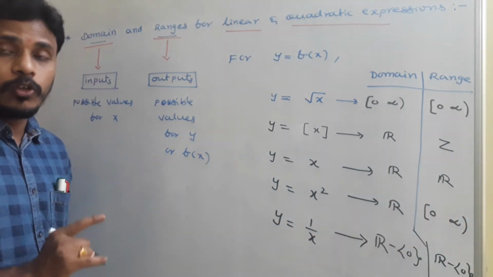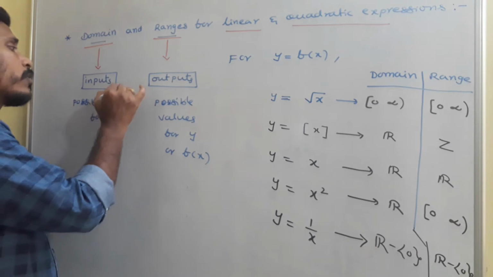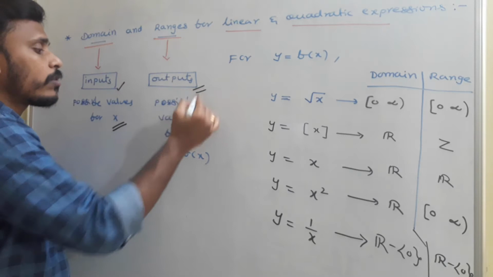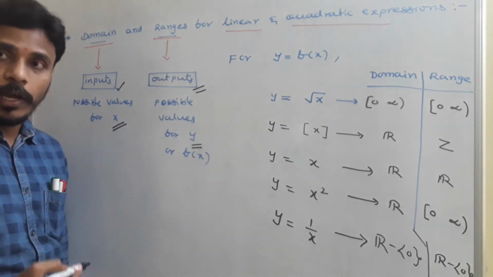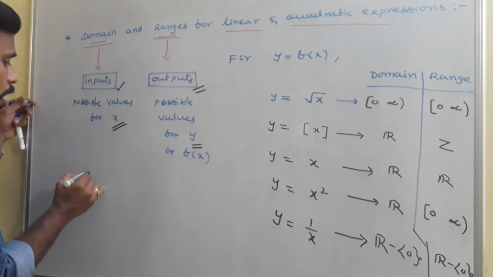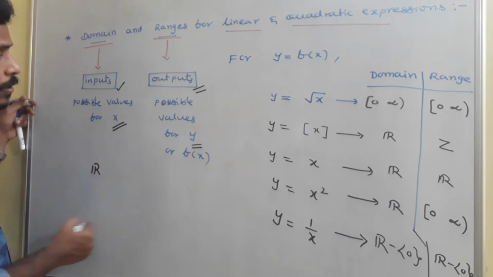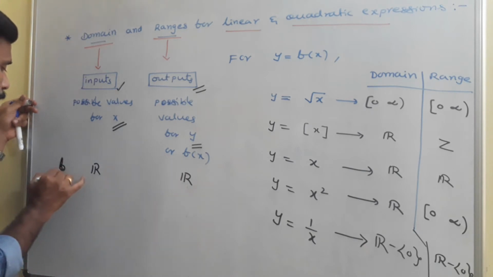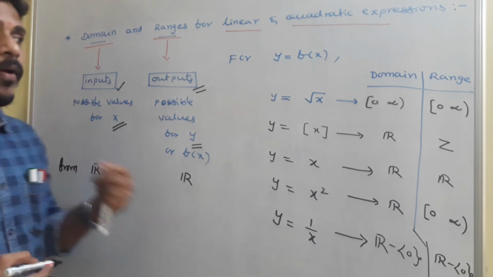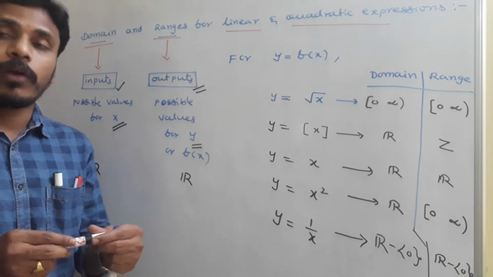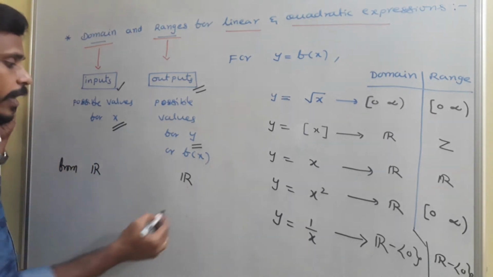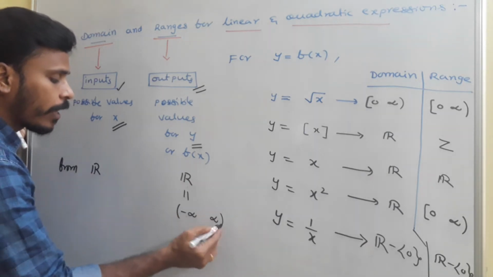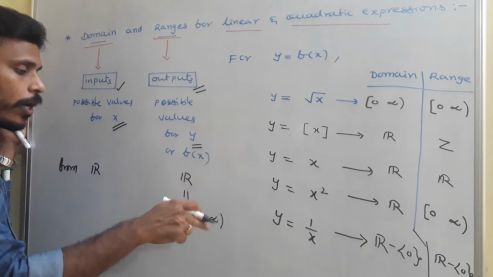Once again I repeat for you, domain is the inputs, which are the possible values for x. Range is the outputs, which are the possible values for y. We are collecting all the inputs from the real numbers, and all the outputs are also from the real numbers. From real numbers we need to collect the possible values for x as well as the possible values for y. And you need to know one more thing, that real numbers are from minus infinity to infinity, but infinity is not included in real numbers.